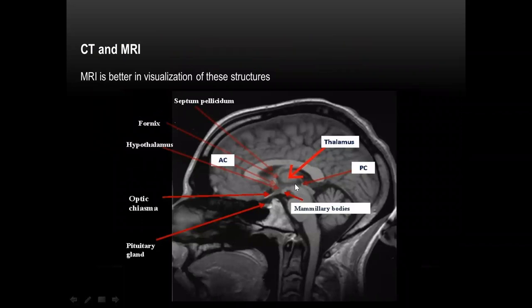Here is the thalamus, which is located in the lateral wall of the third ventricle. And this part of the hypothalamus, which includes the optic chiasm, the pituitary, and the mammillary bodies, can be seen clearly. And this is the site of the pineal gland. This is the anterior commissure. This is the posterior commissure. And as we remember, the line is drawn between the AC and PC line.